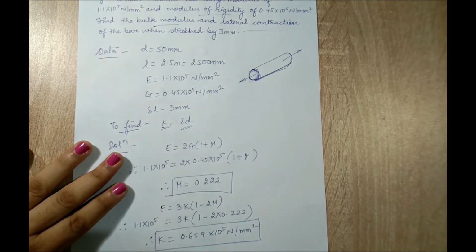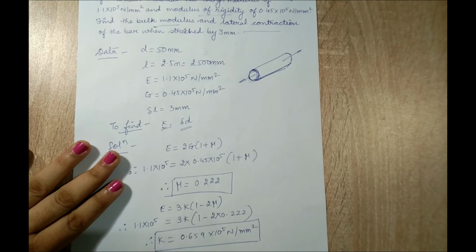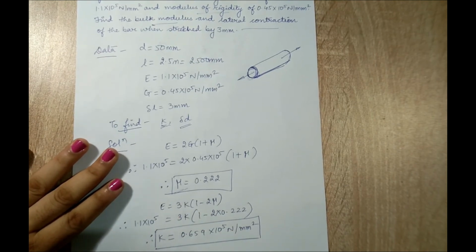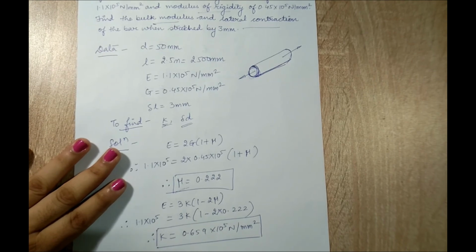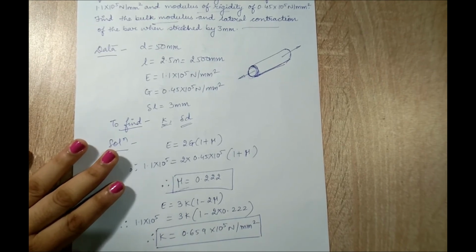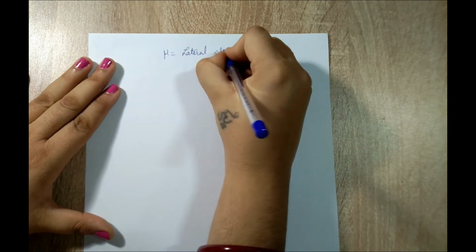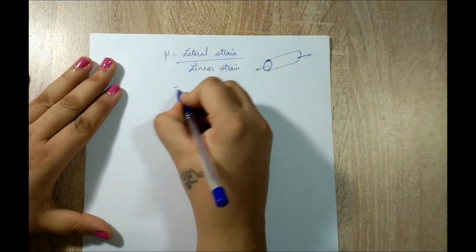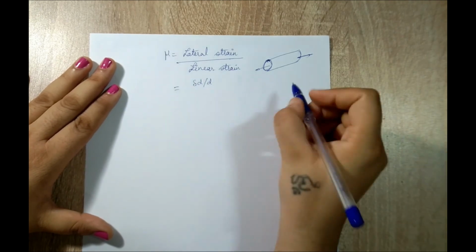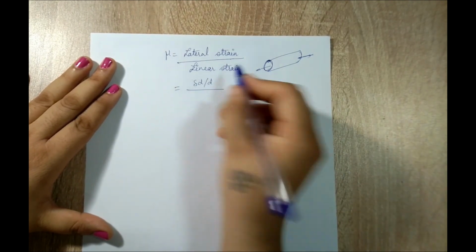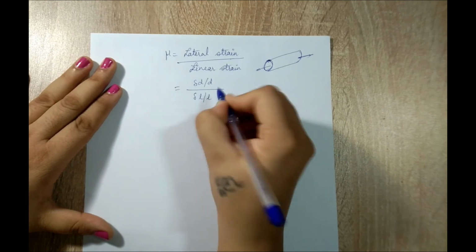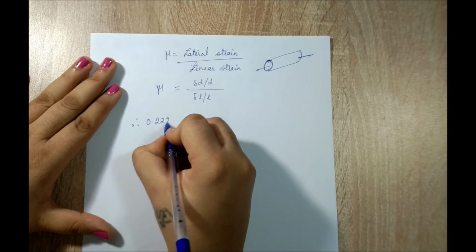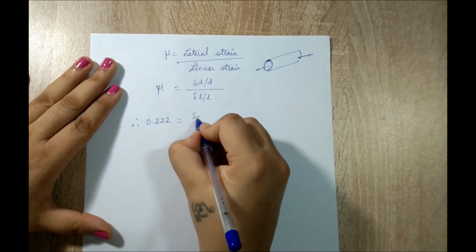Next I need to calculate the value of delta D. Now I know the value of mu. I know that mu is lateral strain to the linear strain. So let's use that equation. Mu is equal to lateral strain to the linear strain. So here I'll write down delta D by D for lateral contraction, and for linear I'll write delta L by L, which is mu. I know the value of mu is 0.222. Delta D is not known.